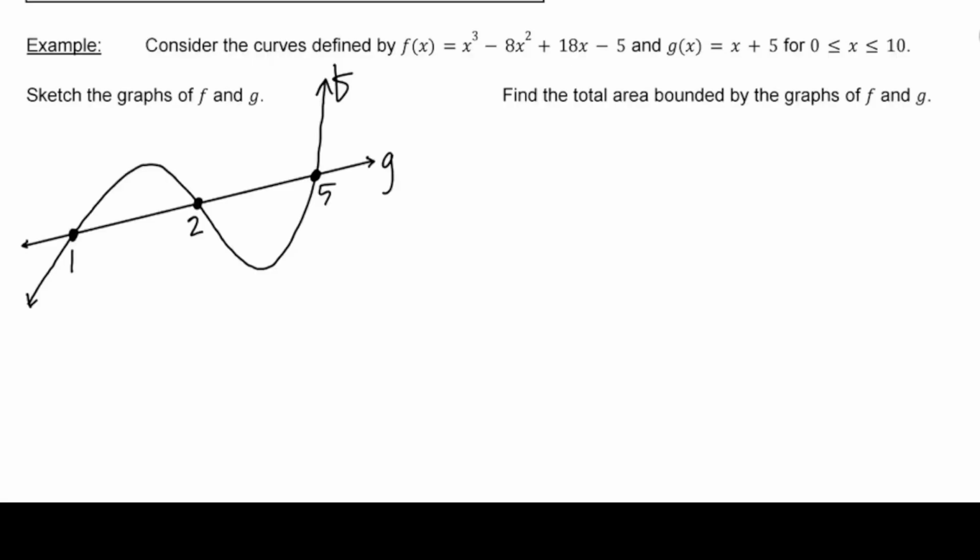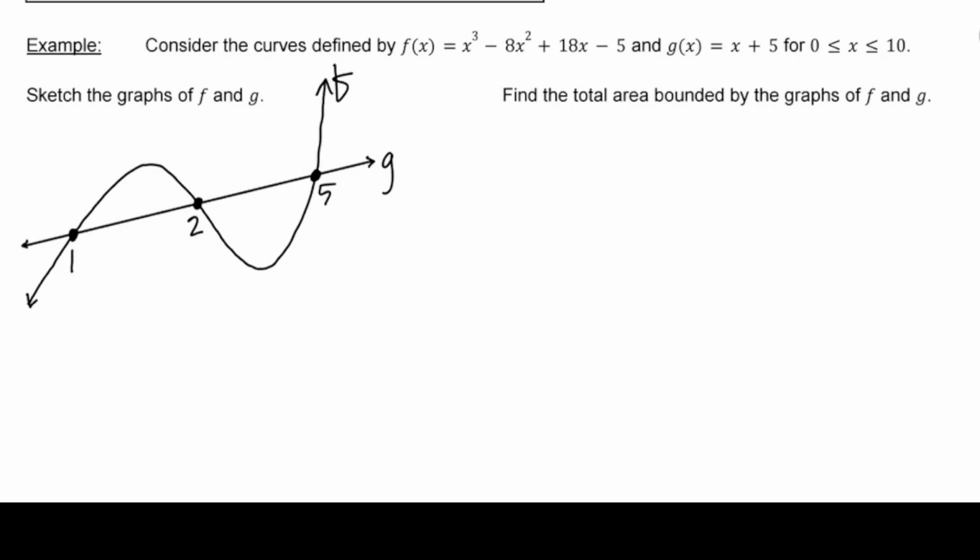So I'm going to say, okay, I've got this third-degree polynomial looking curve and an upward facing line, and it intersected 3 times at x equals 1, x equals 2, and x equals 5. And if I want to find the total area bounded by the graphs of f and g, I'm going to need to be careful because top and bottom are switching.